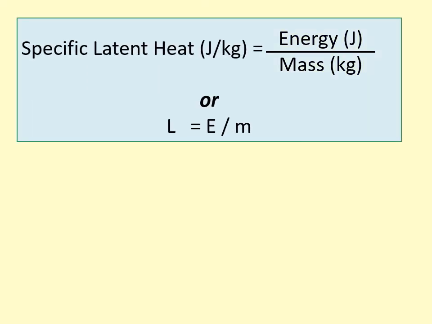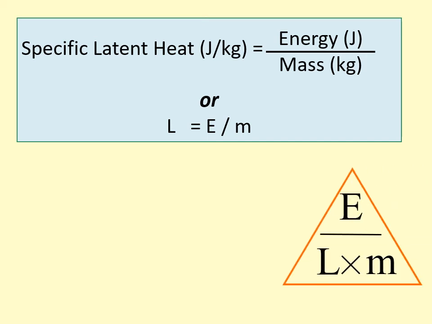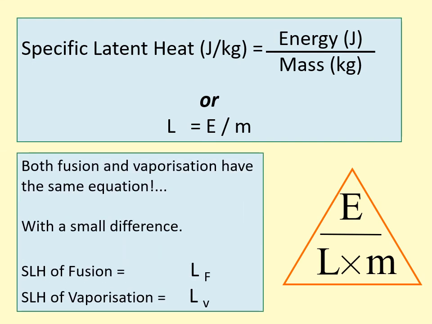Here is the equation for specific latent heat, that is energy divided by mass. This is the triangle by which you can learn how to rearrange the equation for different values. Both fusion and vaporization have the same equation with a small difference. Specific latent heat of fusion will be LF and specific latent heat of vaporization will be LV.